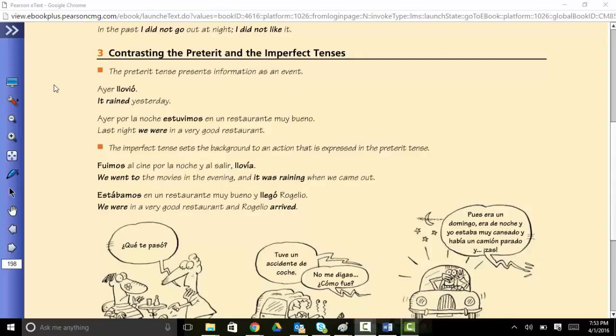But if I just wanted to say yesterday it rained, then that is the information that I'm trying to convey to you. So, ayer por la noche estuvimos en un restaurante muy bueno. Last night we were in a very good restaurant. When you see words like yesterday at night or last night, and I'll give you a whole list of them, you tend to want to put something in the preterite because that implies it's an event that's already started in the past and it's over and done with, okay?